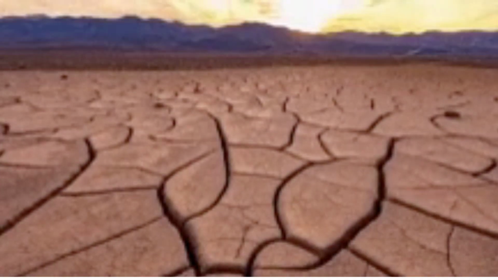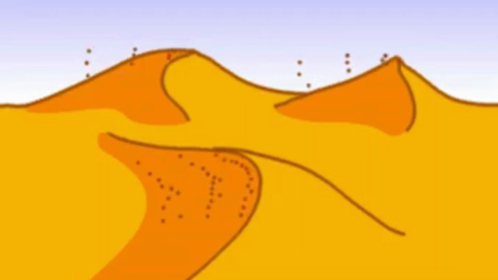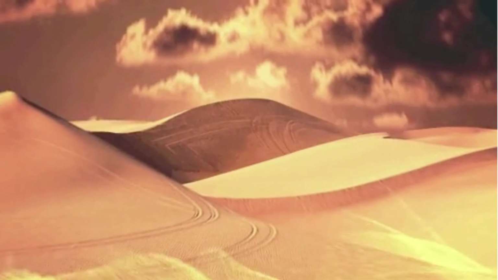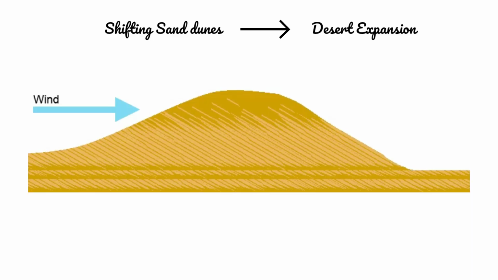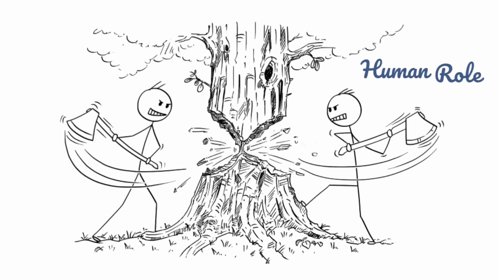Droughts and sand dunes. With so little rain, droughts became common. Strong winds picked up loose sand and dropped it again and again, forming the sand dunes we see today and expanding the desert further.